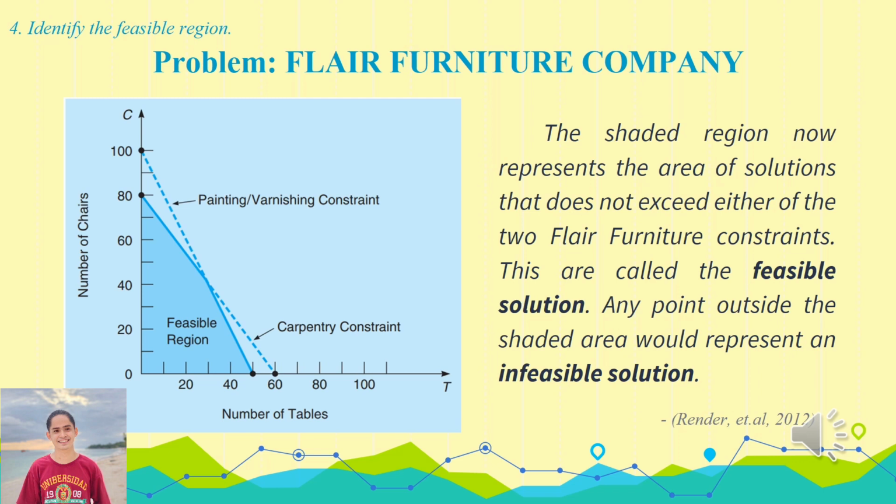In a linear programming problem, we need to find the set of solution points that satisfy all the constraints simultaneously. Hence, the constraints should be drawn in one graph. As you can see in the slide, the shaded region now represents the area of solution that does not exceed either of the two Flair Furniture constraints. These are called the feasible solutions. Any point outside the shaded area would represent an infeasible solution.